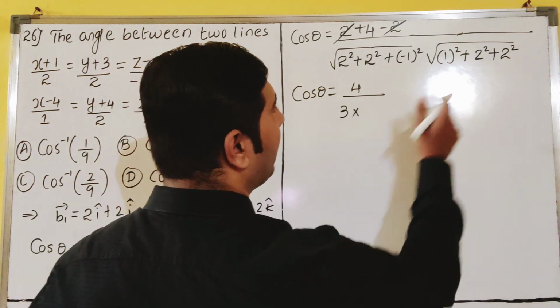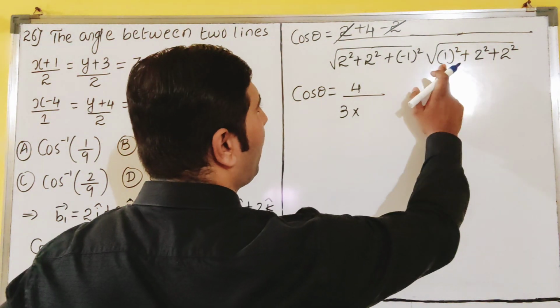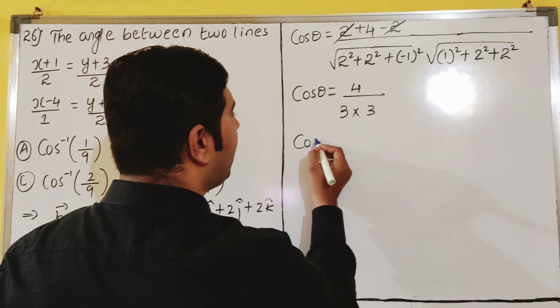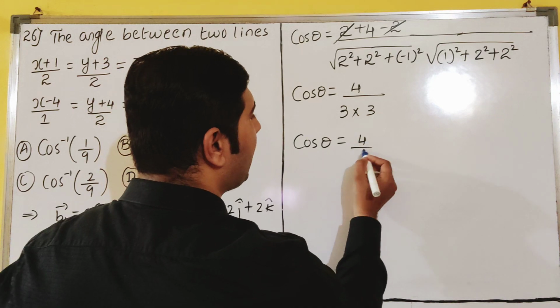I can write directly. So 2 square is 4. 2 square is 4. 1 square is 1. So again square root of 9 is 3. 3 3 is how much? That is 9, dear students.